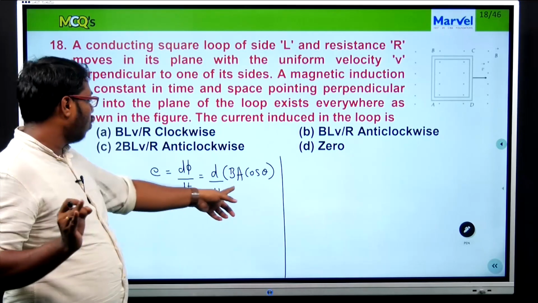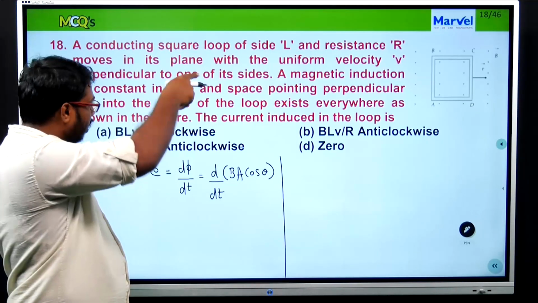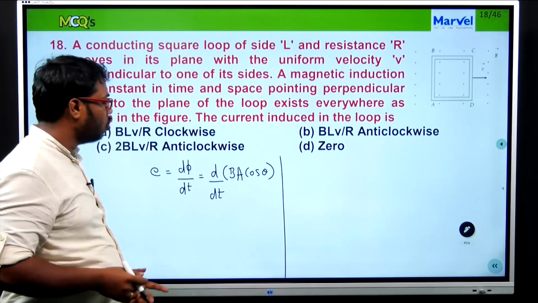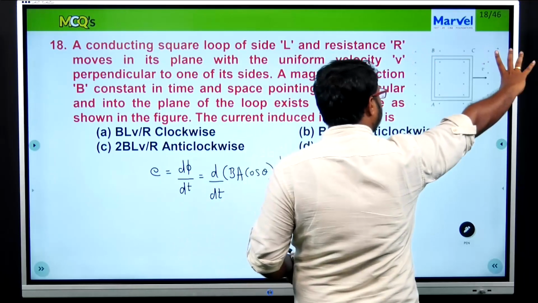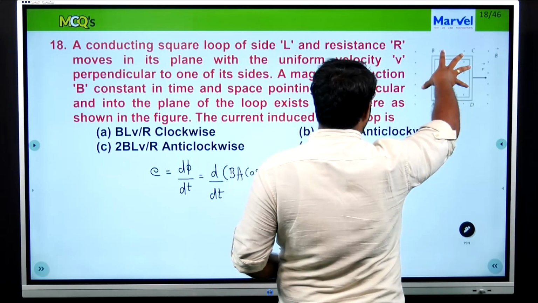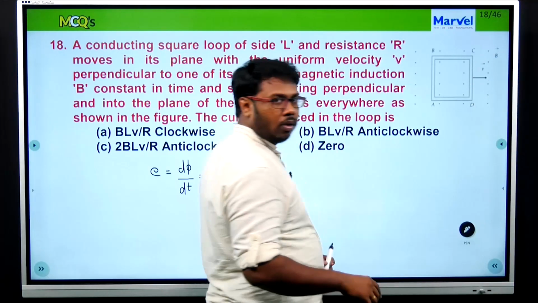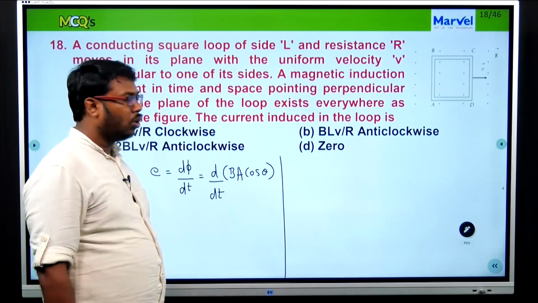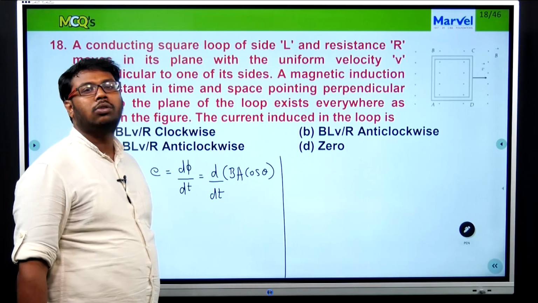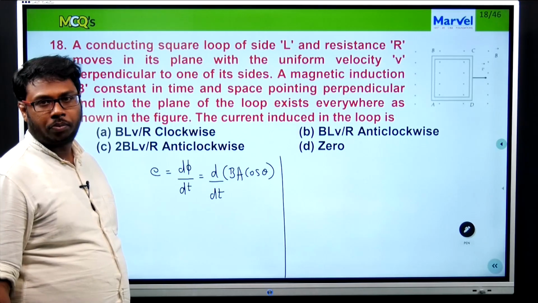Second, we have to check whether the area of the loop linked with the magnetic field is going to change or not. No, because it is moving with a constant velocity, so the magnetic flux linked with it will also remain the same as it moves along. Whether theta is going to change? No way. Only if it rotates or changes its orientation can theta change.